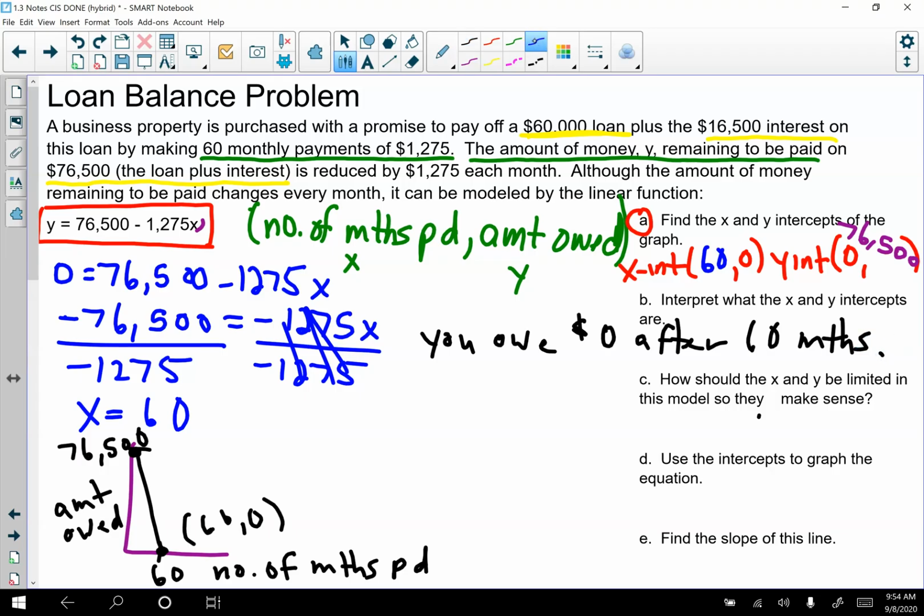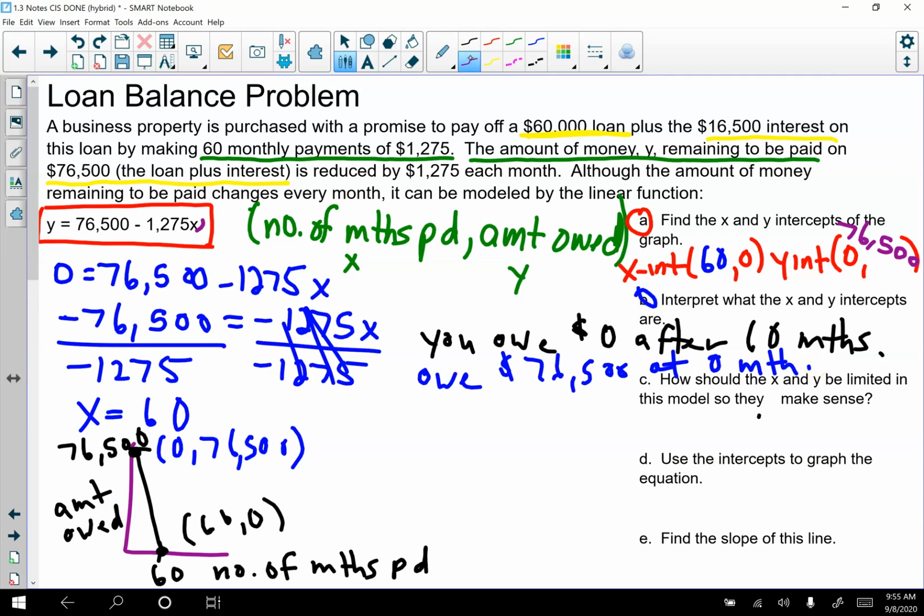The y-intercept up here would mean that you would owe $76,500 in the beginning, right? Which would be 0 months. You would owe $76,500. So you would owe $76,500 at 0 months.